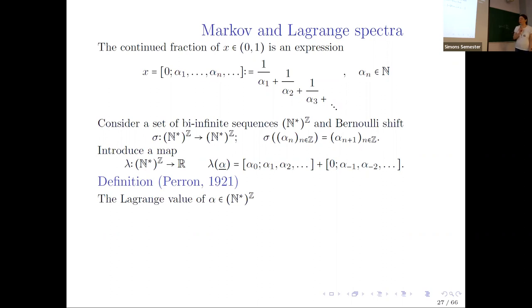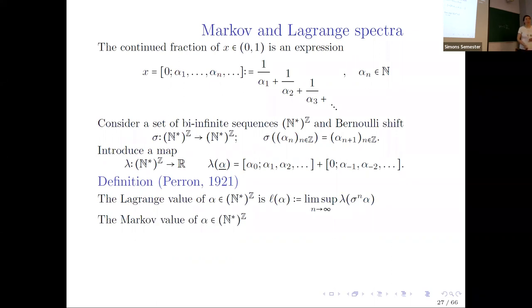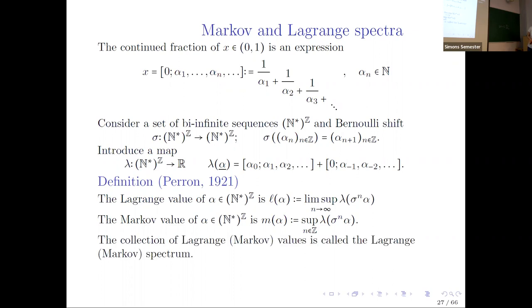A result by Perron from 1921 tells us that the Lagrange value of a sequence is the limit supremum of the orbit of this map. Lagrange numbers were introduced well before that, 60 years before, I believe. But because of this result by Perron, we are going to use it as the definition, because it fits our setting. A corresponding definition gives the Markov number: the supremum of the orbit of our map from sequences to real numbers. These are two numbers which can be associated to any sequence. The collection of Markov numbers is called the Markov spectrum, and the other is called the Lagrange spectrum.